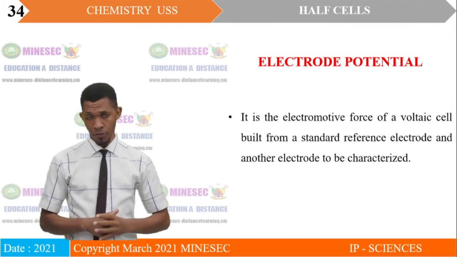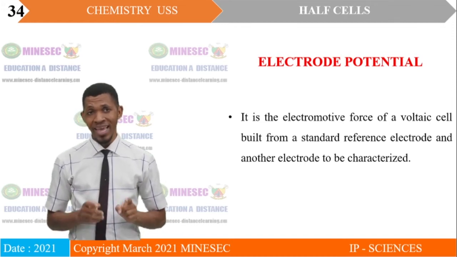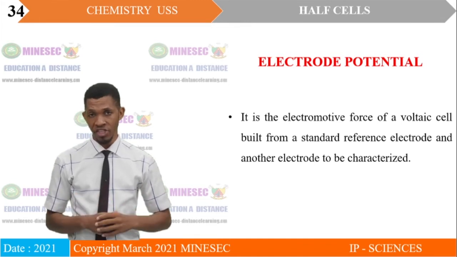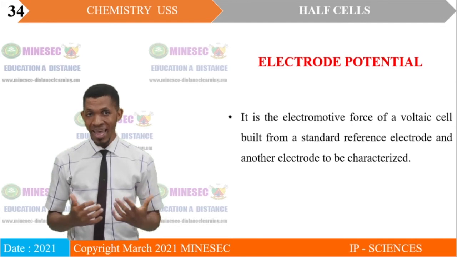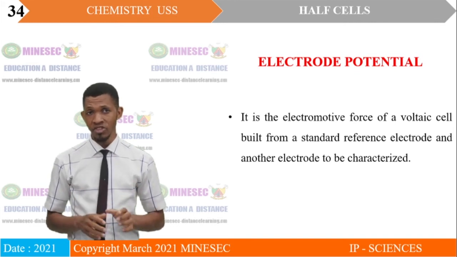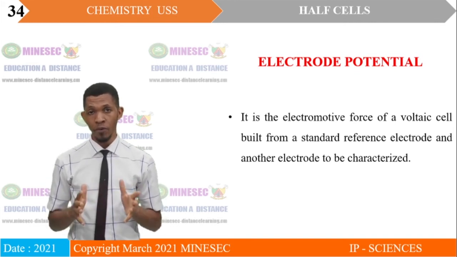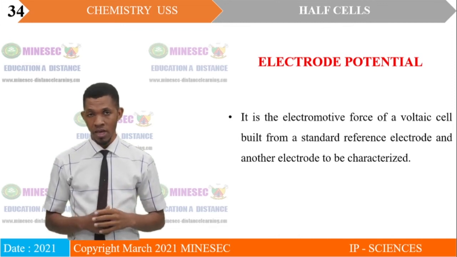Electrode potential. Electrode potential can be defined as the electromotive force of a voltage cell built from a standard reference electrode and another electrode to be characterized. I repeat, electrode potential is the electromotive force of a voltage cell built from a standard reference electrode and another electrode to be characterized.